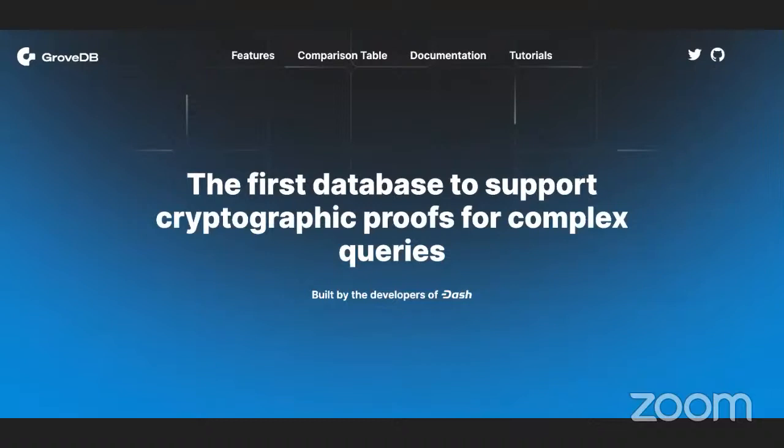So yeah, here's the GroveDB website. First database to support cryptographic proofs for complex queries, built by the developers of Dash. And this was designed by our graphics guy, Ross, and Tanya took care of all of the website stuff that isn't the graphic design. So they put a lot of hard work into this, and thanks to them, they made something that I think a lot of us are really happy with.